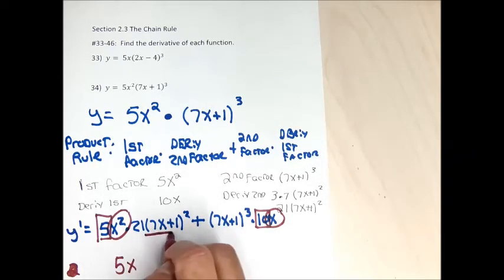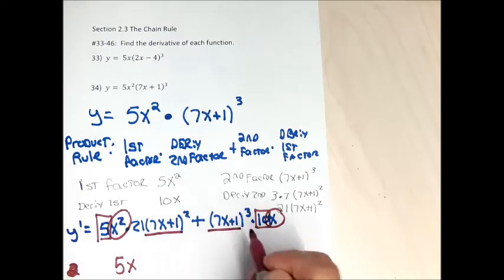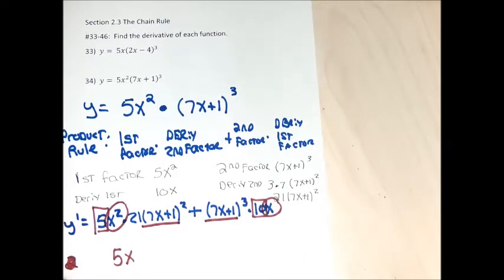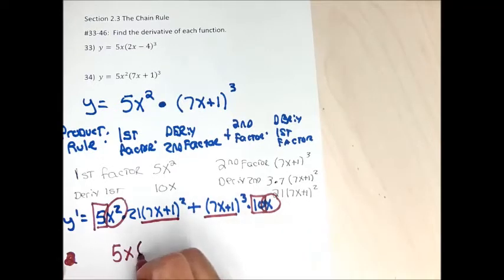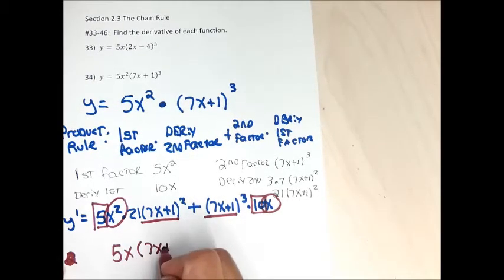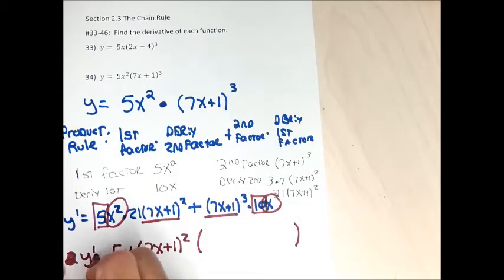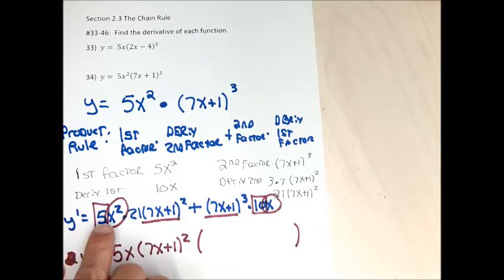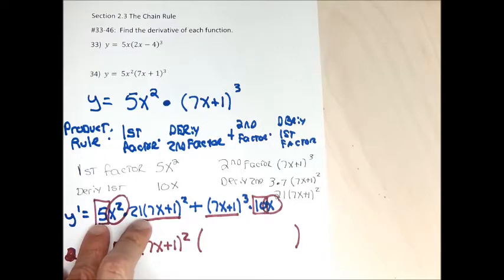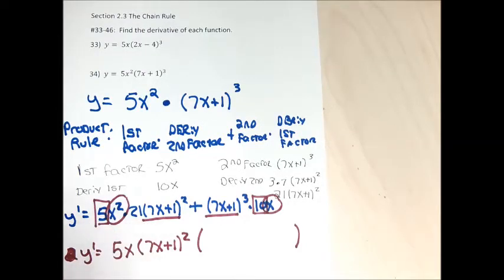And between the (7x plus 1) squared and the (7x plus 1) cubed, there's a common factor of 7x plus 1. You'll take the smaller of the exponents. So there's 3 pieces to the common factor. I look at single numbers, the 5, the 21, and the 10. I could have multiplied the 5 and the 21 and made it into 105, but I didn't have to.